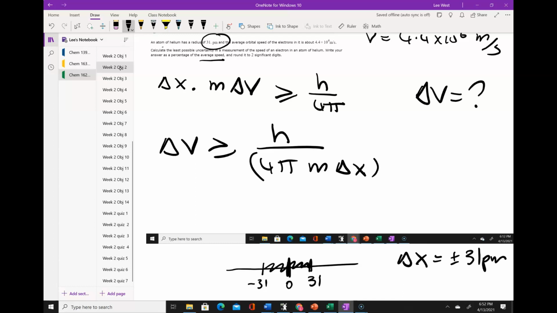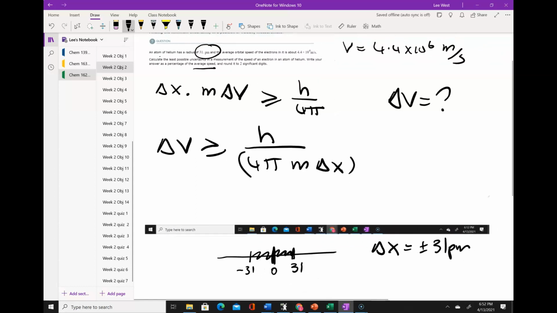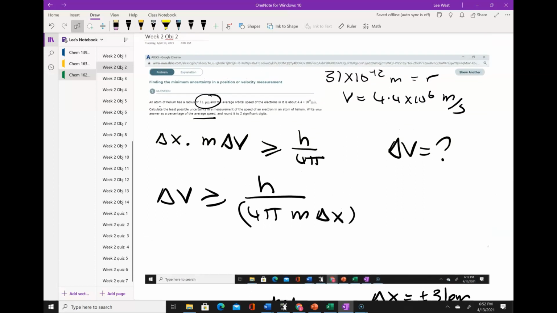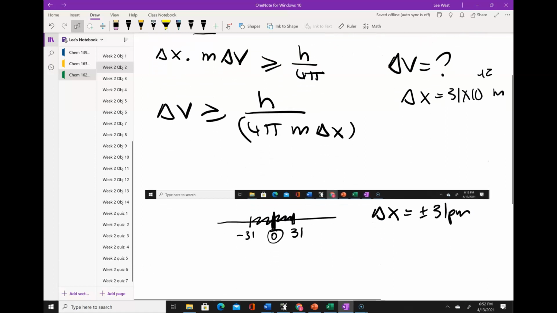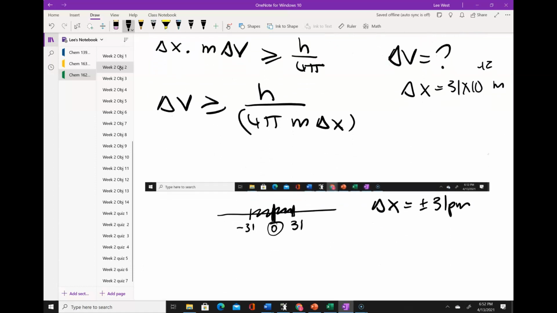That's what they're giving you with that, right? You know that it's somewhere about, plus or minus 31 about that central position. Okay, that's the uncertainty in our position. So delta X is 31 times 10 to the minus 12 meters. Okay, we got that figured out. So it looks like it's good, except we've got one missing piece of information, and that's the mass.